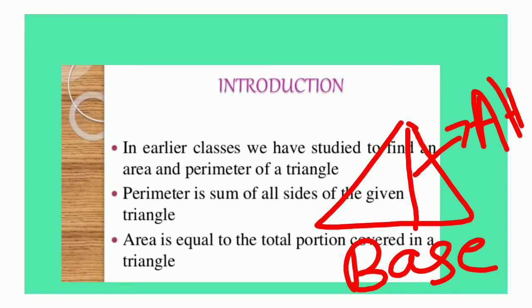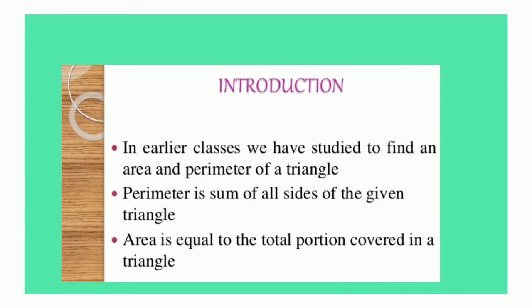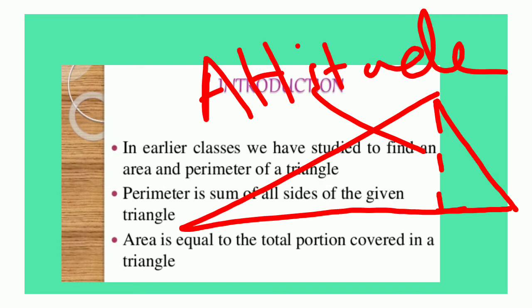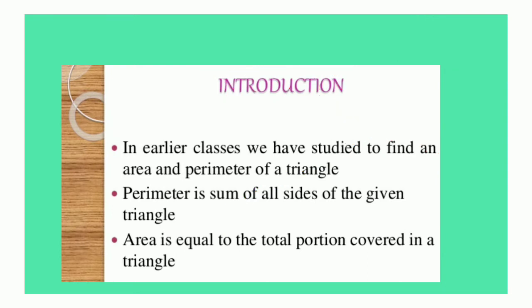Base and altitude. What is altitude? It is from the vertex. Take any vertex and draw a perpendicular line to the opposite side. That opposite side is the base and that line is called the altitude. So we need the base and altitude. Then we can simply calculate the area of a triangle.